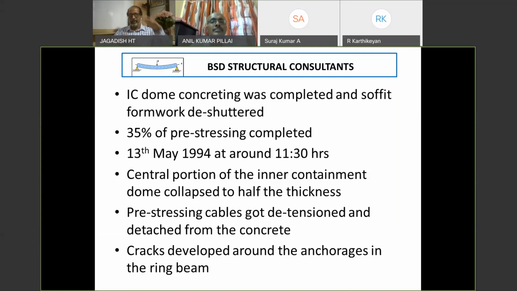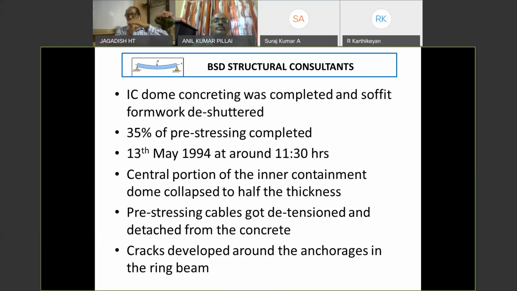When we completed the concreting of the pre-stressed IC dome, we don't do pre-stressing unless the soffit formwork is removed. If I keep the soffit formwork of the dome as it is and do pre-stressing, because it's a curved cable, it will pull the concrete structure down because of the shape of the cable. When you go on stressing, it starts pushing the dome down.